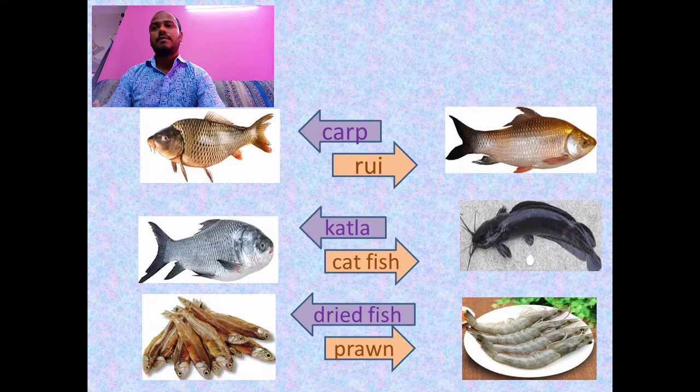Here we can see carp. Some fishes. And the fishes are carp, rui, katla, catfish, dried fish, prawn. These fishes are very common in our country. Carp, rui mach, katla fish, that means katla mach, catfish, magur mach, dried fish, shutki mach, prawn, that means chingri mach. Among these fishes, dried fish is very sweet and delicious to eat, and prawn is also very sweet and delicious to eat. We always take them in our curries and vegetables. Prawn is a common fish.